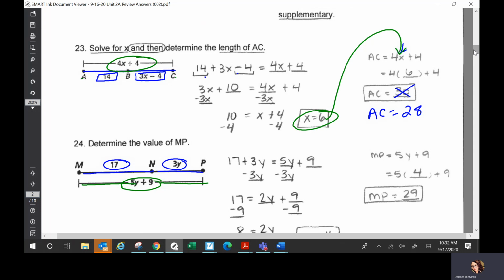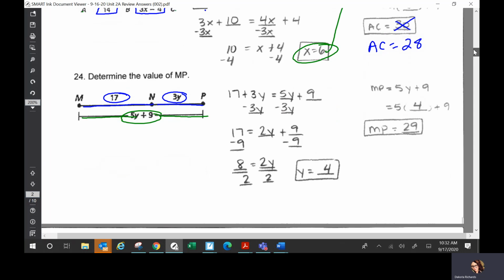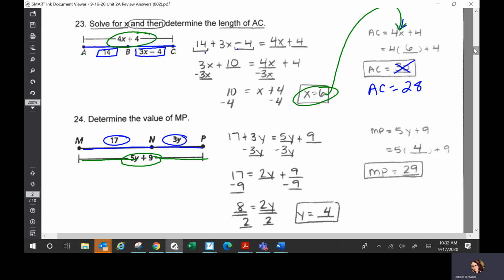Okay, on 24, you had to do the same thing for MP. You found y is 4. MP, and it told you M to P is 5y plus 9. So you're going to plug in a 4 here for y. 5 times 4 is 20. 20 plus 9 is 29.